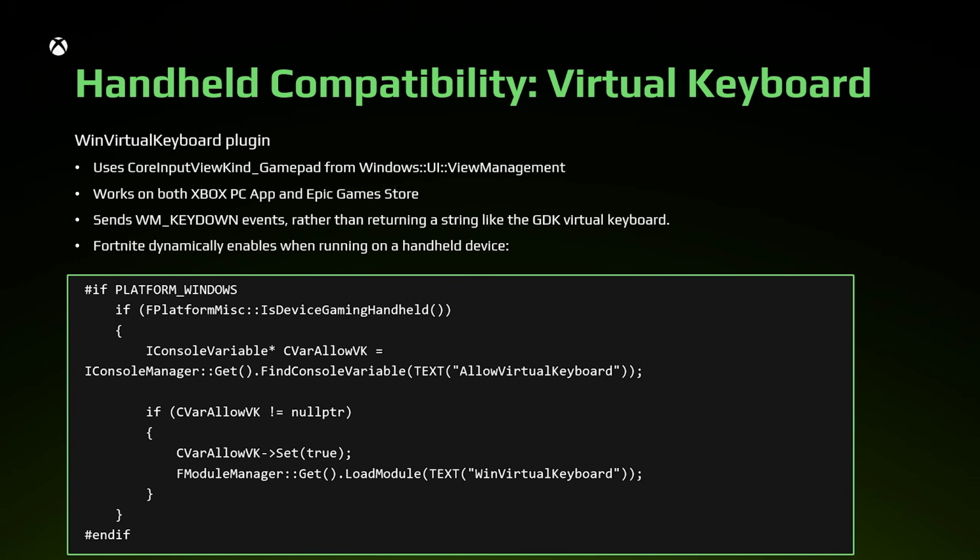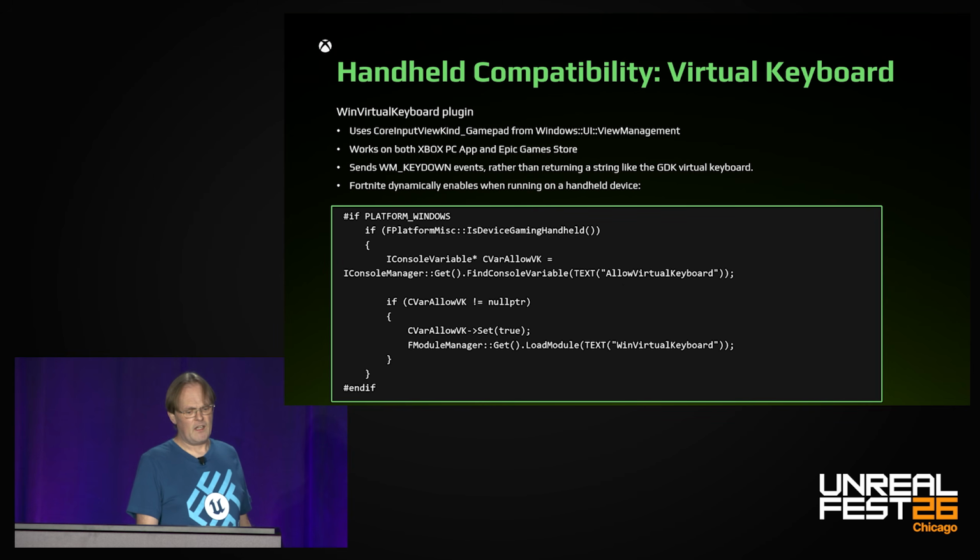For handheld compatibility, we use the Win Virtual Keyboard plugin. This uses core input view kind gamepad for Windows UI view management and works on both the Xbox PC app and the Epic Game Store. Unlike other virtual keyboards, it sends raw WM keydown events to emulate actual physical hardware rather than returning a string. Fortnite dynamically enables this when we're running on a handheld device. We check to see if we're on a gaming handheld. We find the Allow Virtual Keyboard CVAR, turn it to true, and then load the Win Virtual Keyboard module.